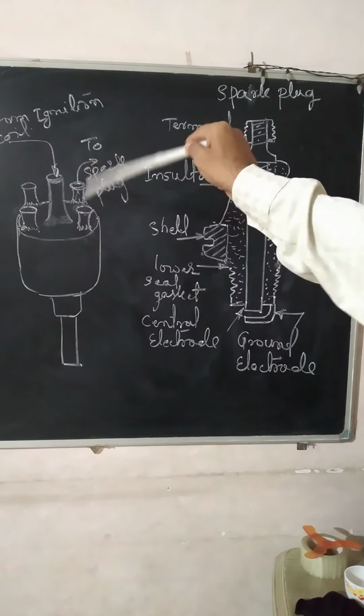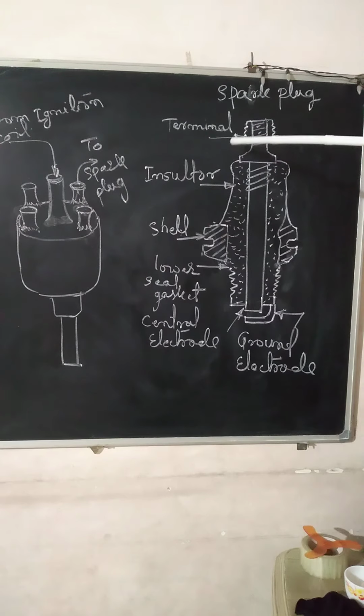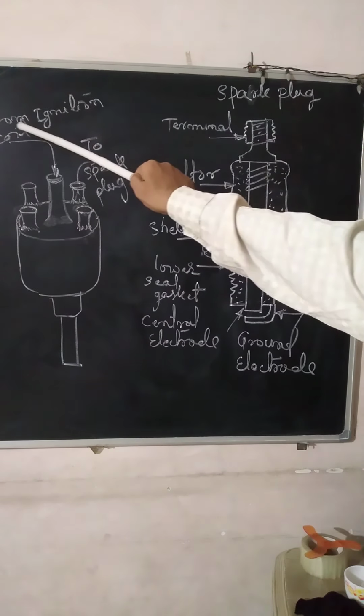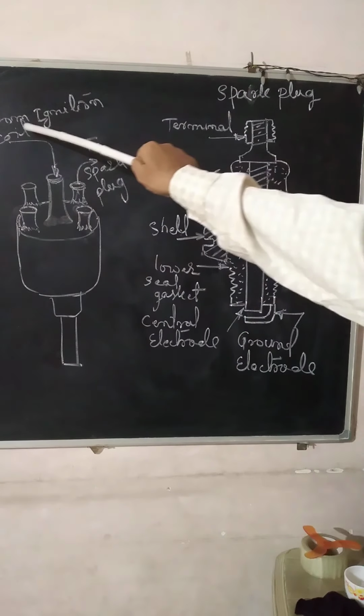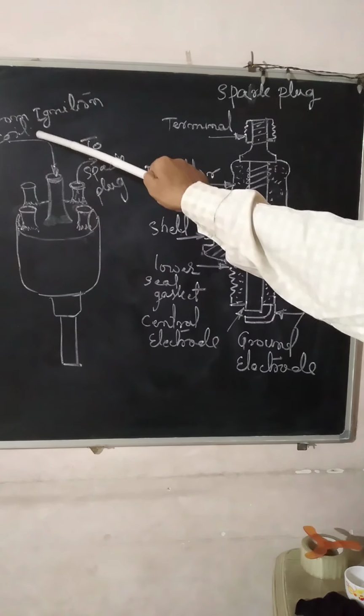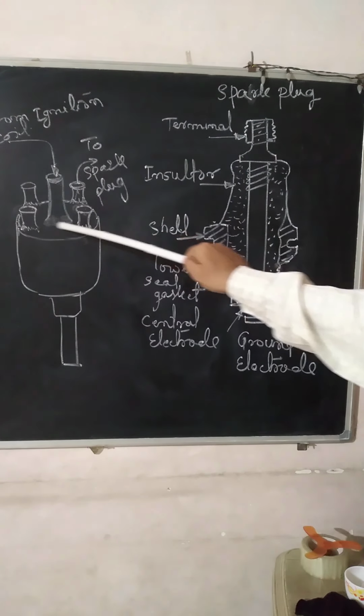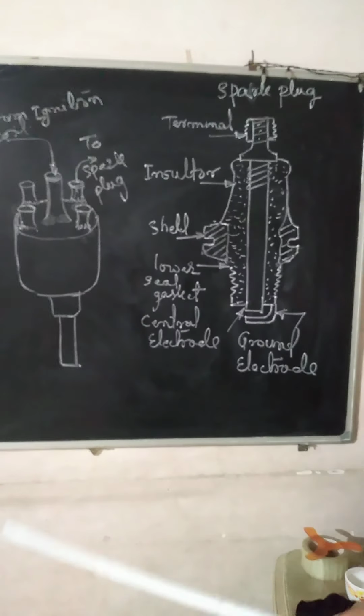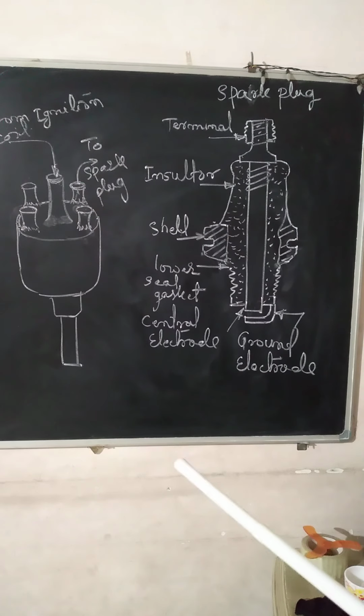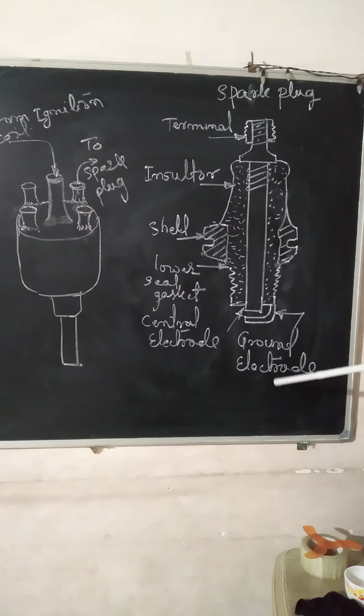Now this is the cut section, or the cross section, of the spark plug. Here the 22,000 to 25,000 volts of current is the input. This has to be distributed to different cylinders according to the firing order. Now these are the spark plug's main parts: there is a terminal, insulator, and lower seat gasket over here.